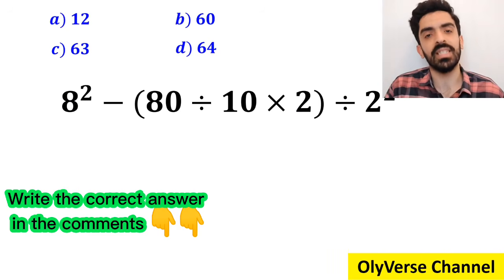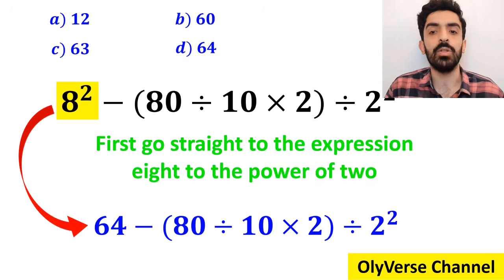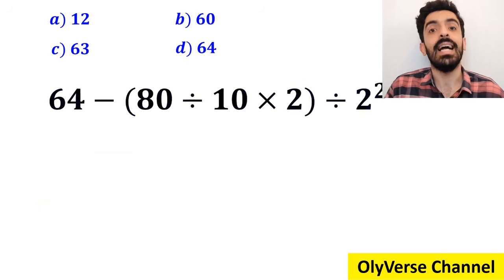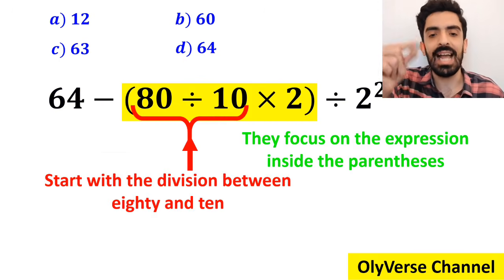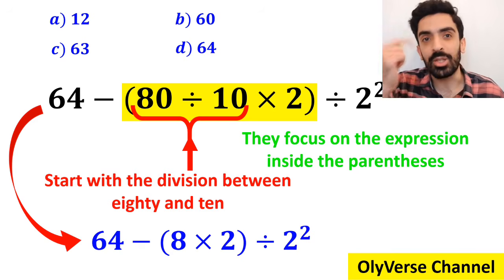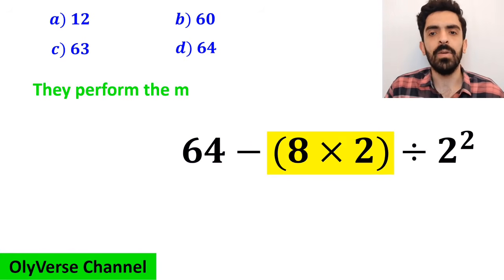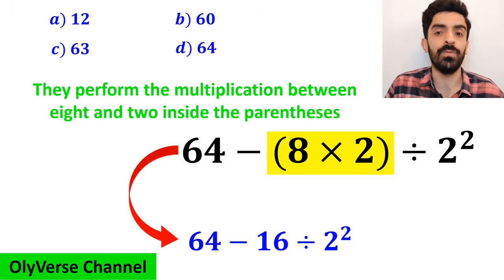Also, some other people when solving this question first go straight to the expression 8 to the power of 2 and simplify this expression to 64 minus 80 divided by 10 times 2 inside the parentheses, then divided by 2 squared. And the next step, they focus on the expression inside the parentheses and solve with the division between 80 and 10. So, they simplify this expression to 64 minus 8 times 2 inside the parentheses, then divided by 2 squared. Then, they perform the multiplication between 8 and 2 inside the parentheses and write this expression as 64 minus 16 divided by 2 squared.